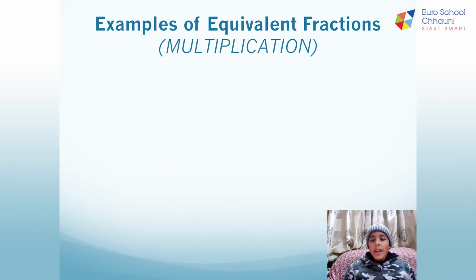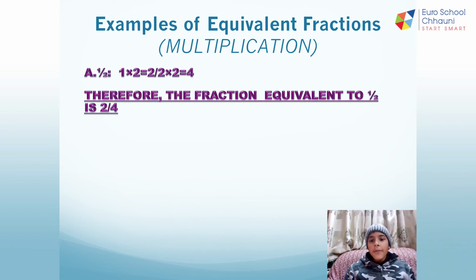Examples of equivalent fractions by using multiplication to create them. Example A, 1/2. 1 times 2 equals 2, 2 times 2 equals 4. Here we multiply by 2 to create the equivalent fraction. Therefore, the fraction equivalent to 1/2 is 2/4.